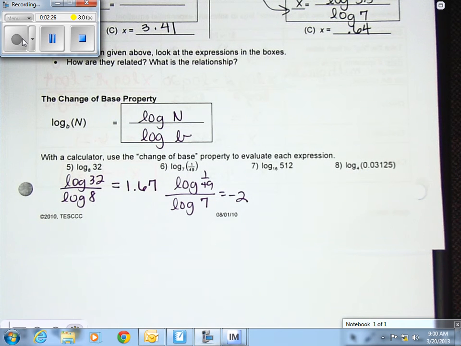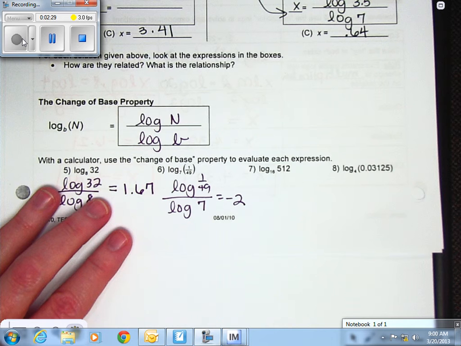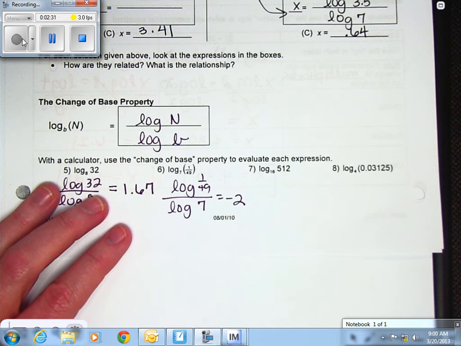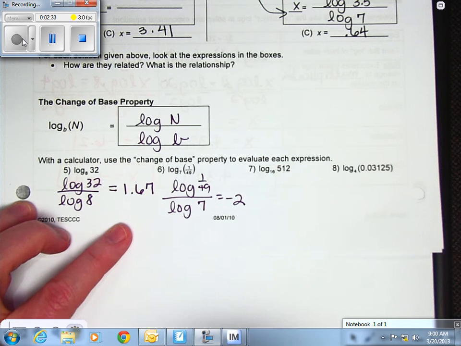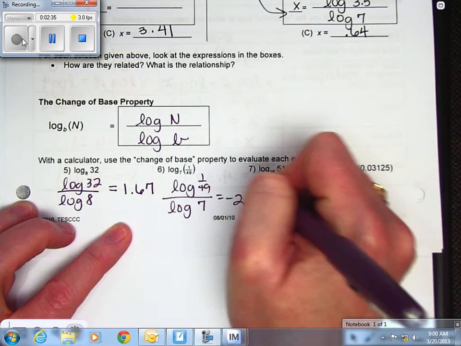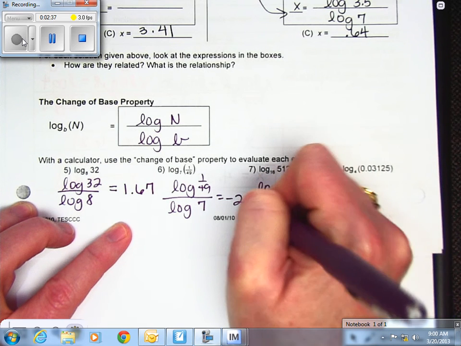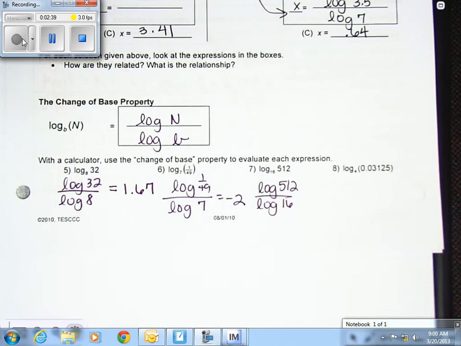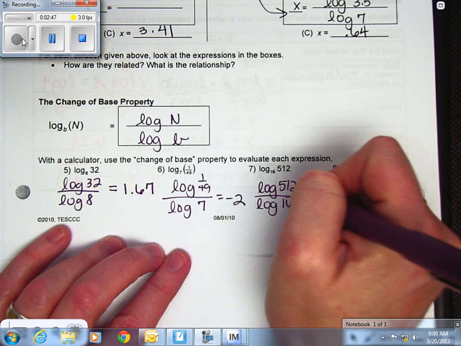Okay, let's try the next one. Log base 16 of 512. So what am I going to write down? Okay, log of 512 divided by log of 16. So if I'm going to do that, log of 512 divided by log of 16 is going to give me what as my answer?